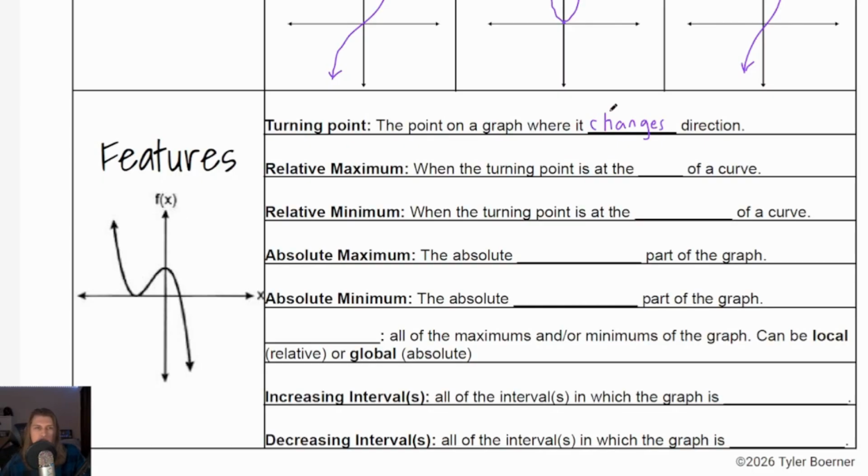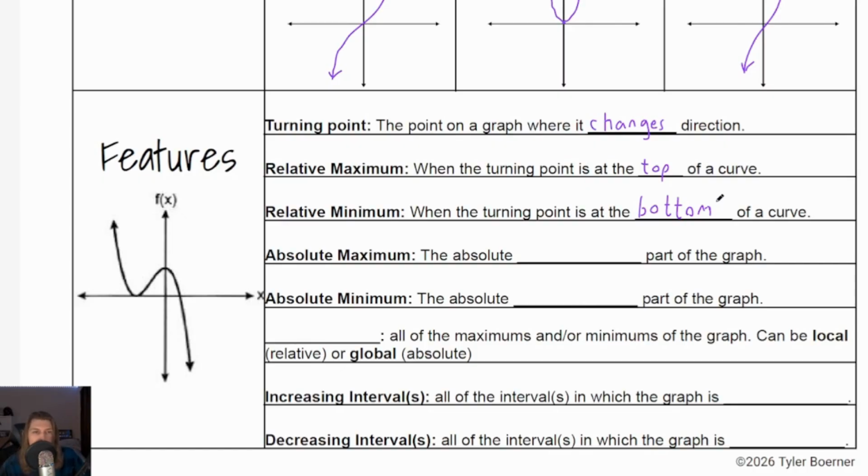Then at the turning points, we have a relative maximum, so that is when the turning point is at the top of the curve. And we have a relative minimum when the turning point is at the, I'm sure you guessed it, bottom of the curve. So let me just fix that M there a little bit. Bottom of the curve.